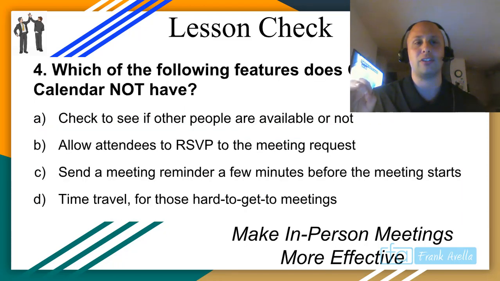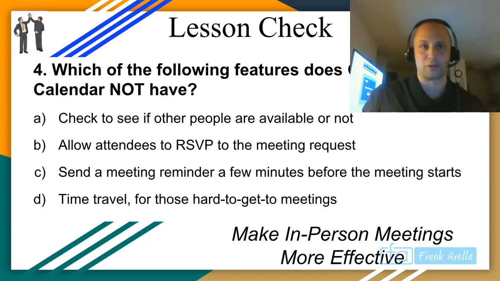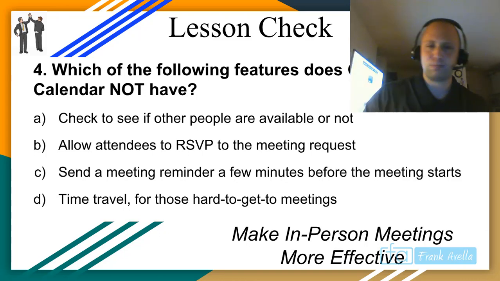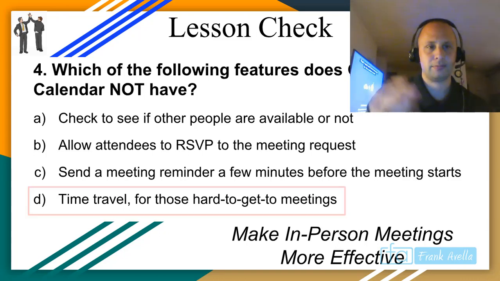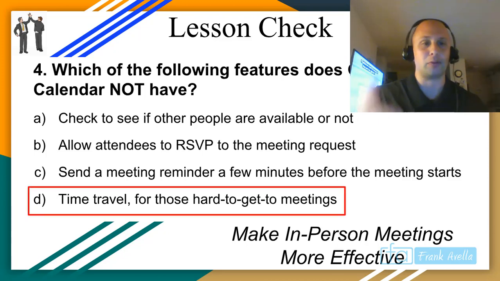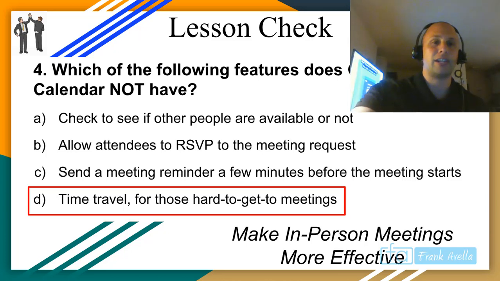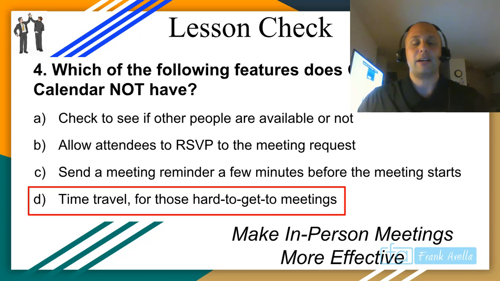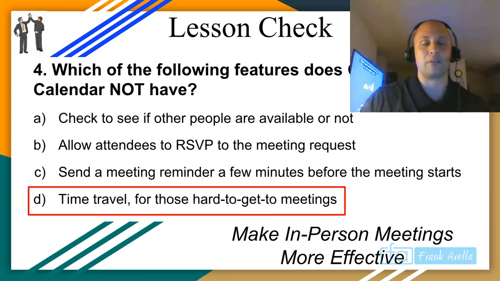Which of the following features does Google Calendar not have? Okay, so what does it not have? Take a look real quick. Yeah, it doesn't have time travel, right? What a ridiculous question. All right, but what you want to focus on are the things it does have, right? So if it doesn't have time travel, it has check to see other people are available or not, RSVPing. It's the ability to send out a meeting reminder.